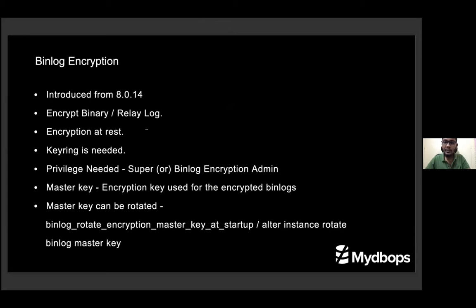This encryption is applicable for the binary log and also for the relay log. To enable the binlog encryption, we need a keyring. The keyring needs to be set up already. And to enable the binlog encryption, we need the privilege of binlog encryption admin. Whenever the binlog is encrypted, a key is created and added to the binlog header. That key is called the master key.